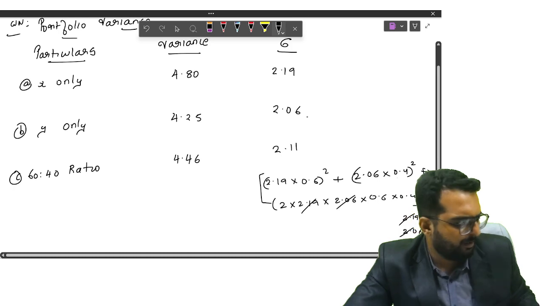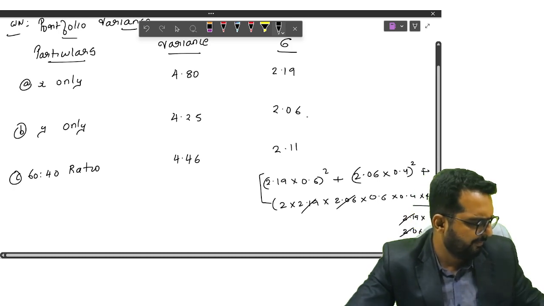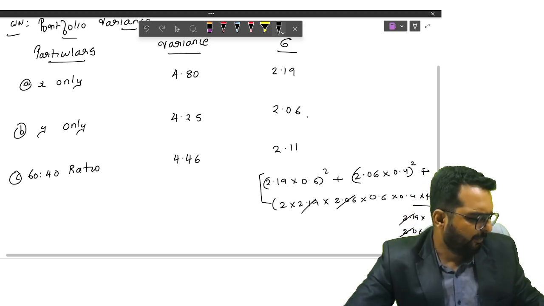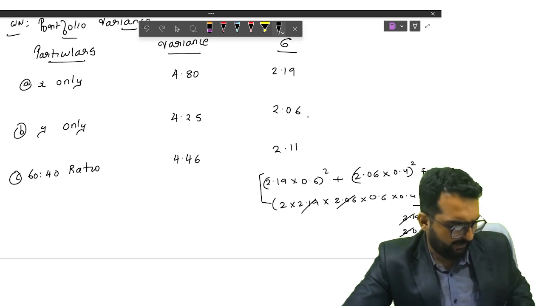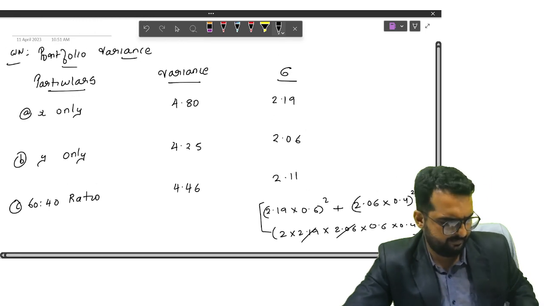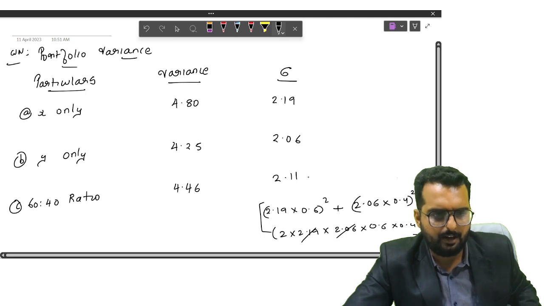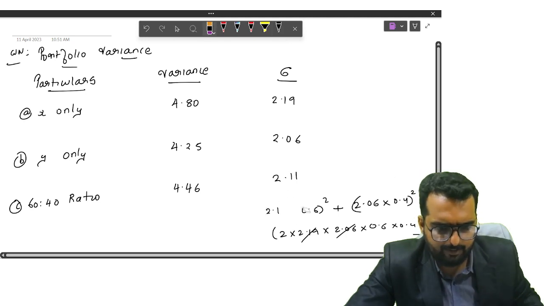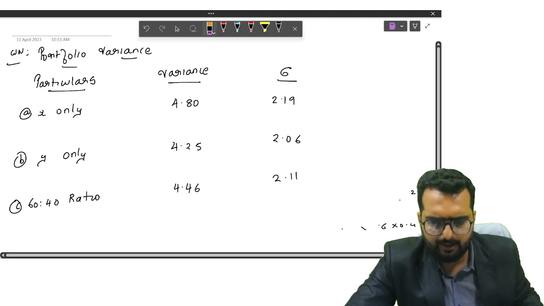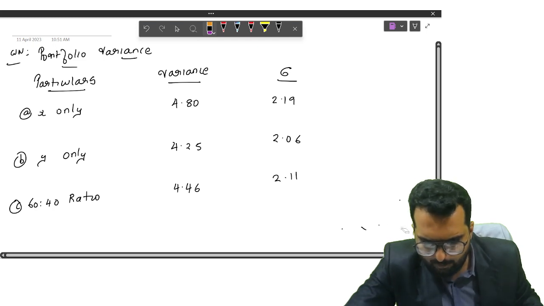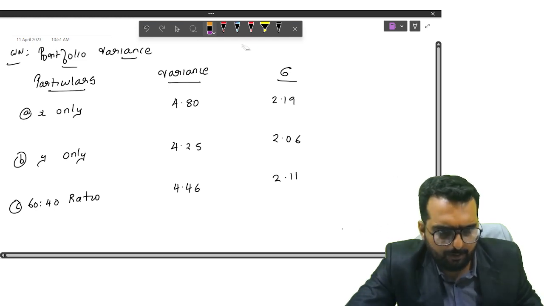Did you all get the same number, friends? Let me confirm it with the solution also. Yes, 4.47, 2.11. Perfect. Can you just see this formula again? Yeah, I'll write down the formula in detail once again. I tried to manage the space. I'll write down the Markowitz method formula again.